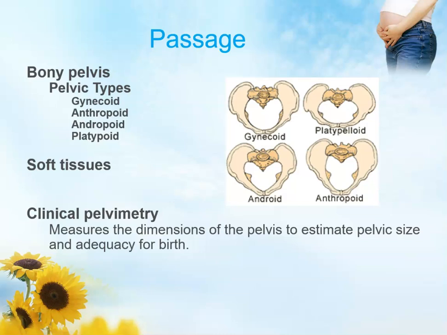But gynecoid is what mainly women's pelvises are shaped as, but not to say that different cultures have different bone shapes and they can take on other shapes. The clinical pelvimetry is measuring the dimensions of the pelvis to estimate the pelvic size and adequacy for birth. So if you have a really good OB doctor, they're going to check your pelvis based on the size that they feel your baby is to make sure that your pelvis can accommodate that baby.